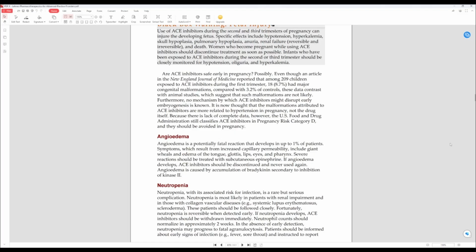Infants who have been exposed to an ACE inhibitor during the second or third trimester should be monitored more closely, again for that hypotension, oliguria, and hyperkalemia.